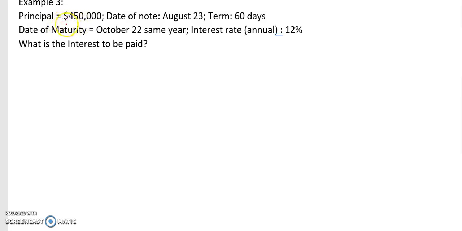So here, the principal is $450,000. Okay, the date of note is August 23, the term is 60 days, and the date of maturity is already given to you. So in this case, you don't need to calculate the date of maturity. If it is not given, from the term you can calculate the maturity date. That will be 1 day less than the number of days. So August 23, September 23, October 23 minus 1, that is October 22, like we did before. So October 22 of the same year is your maturity date. So it is 60 days.